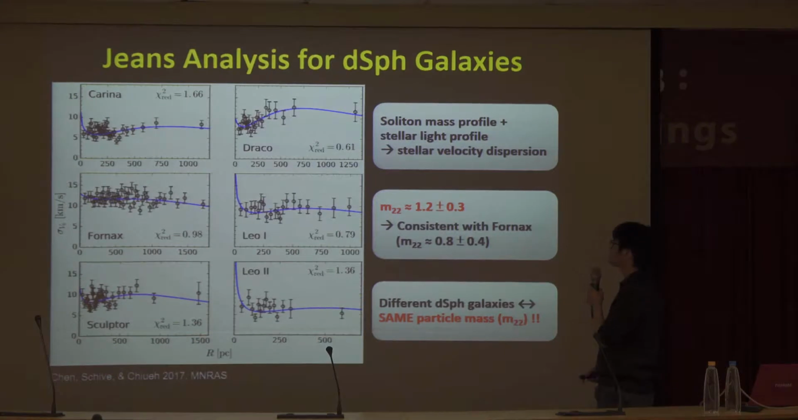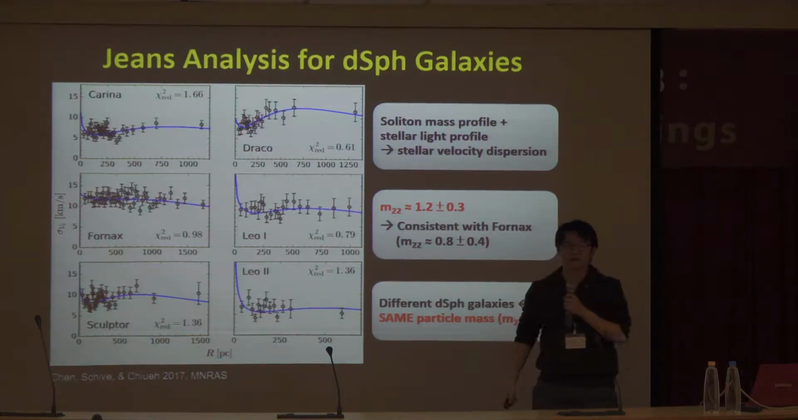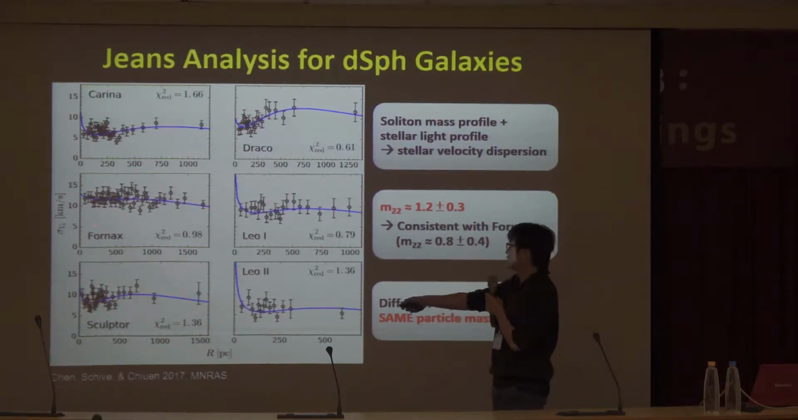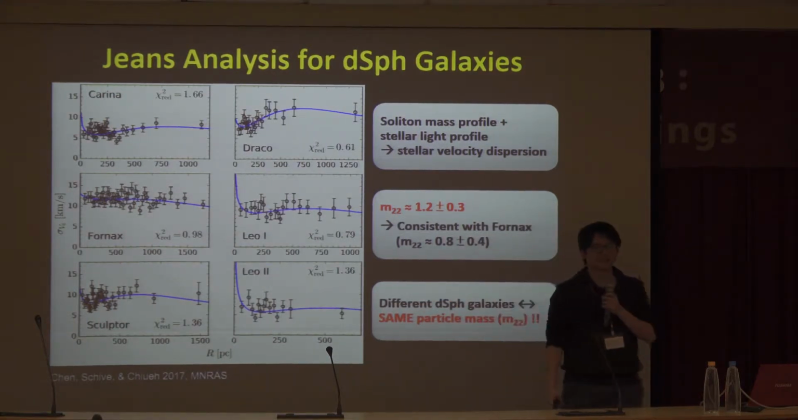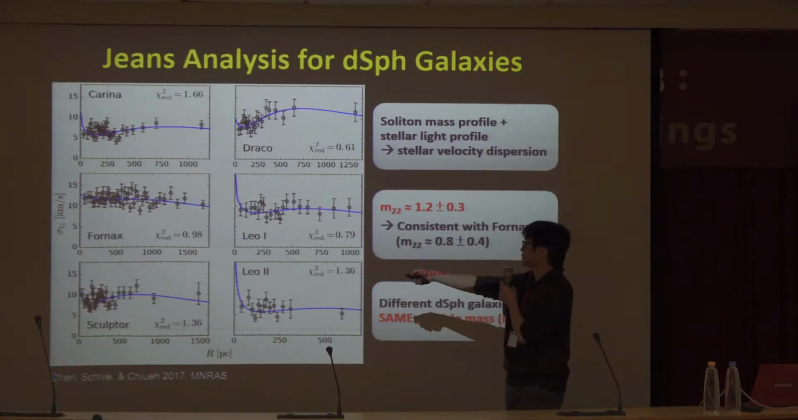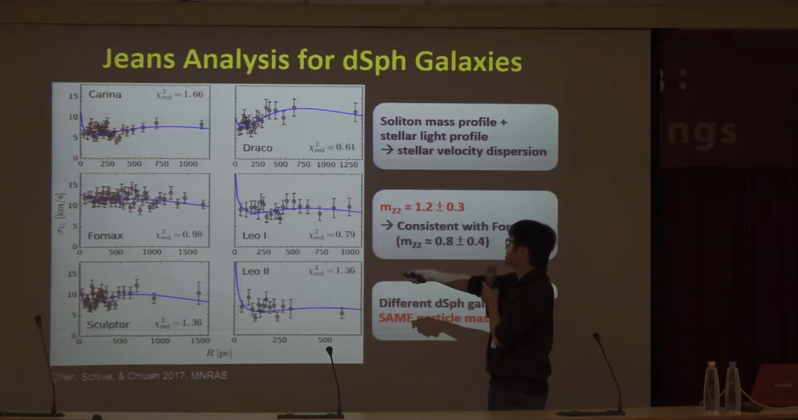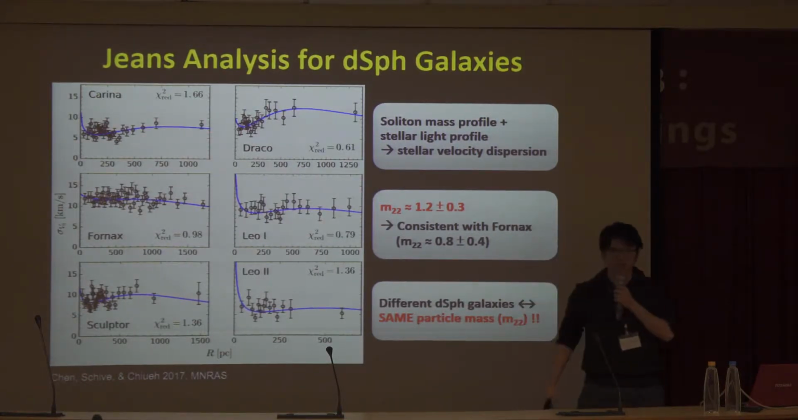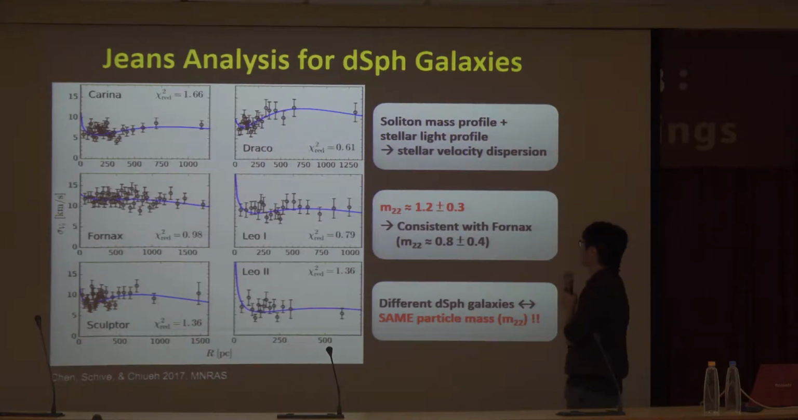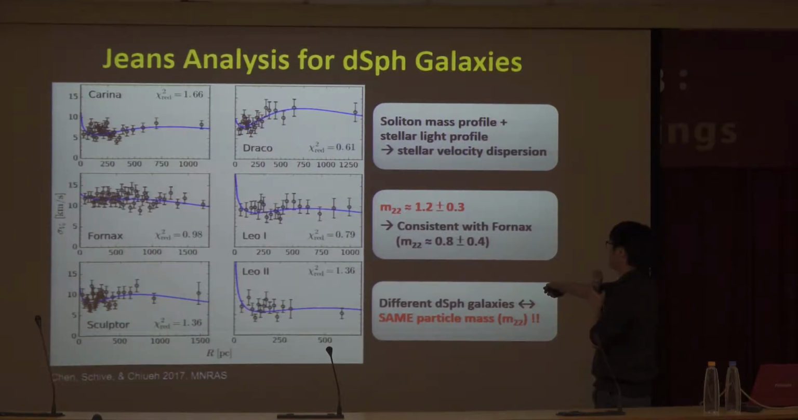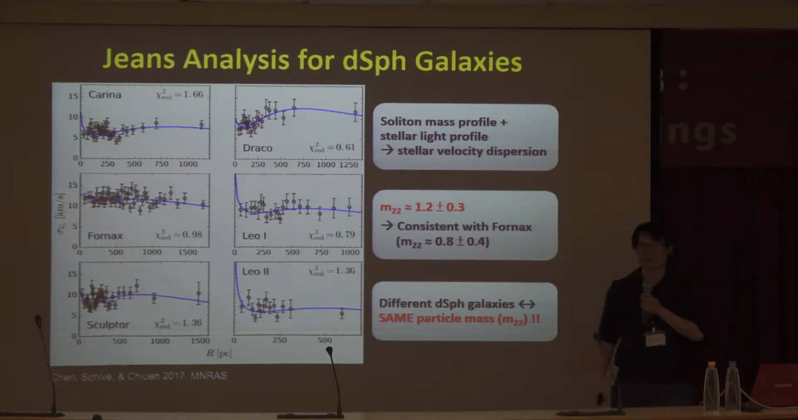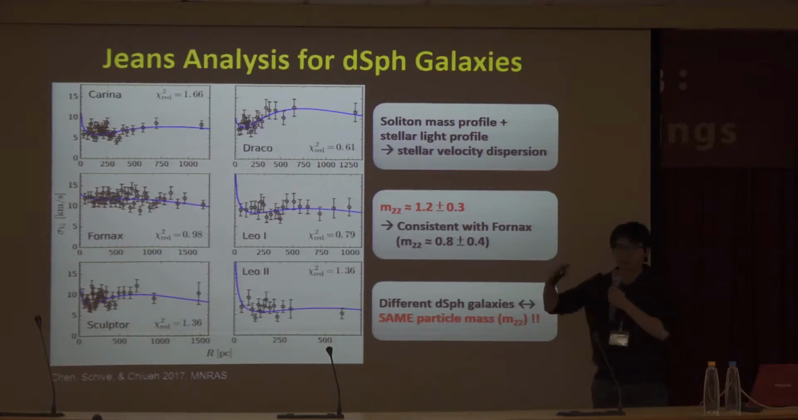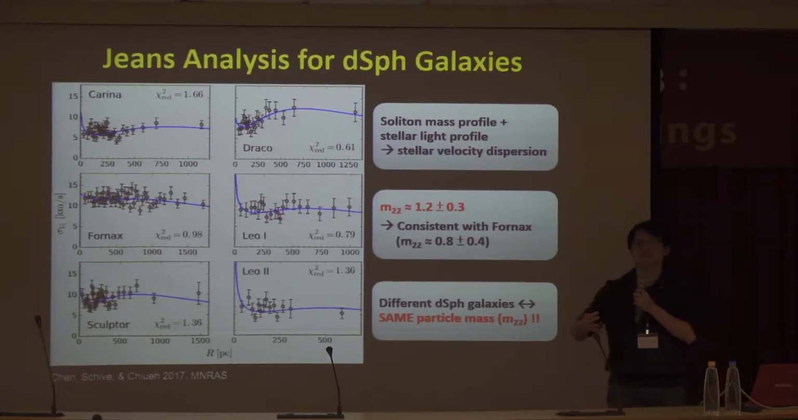So we have to extend this work to other dwarf galaxies. This figure shows the velocity dispersion profile of 6 different classical dwarf galaxies in our Milky Way. Again, the points with error bars are observations, and the blue lines are the best-fit Psi prediction. Again, we find the best-fit particle mass, which is about 1.2.